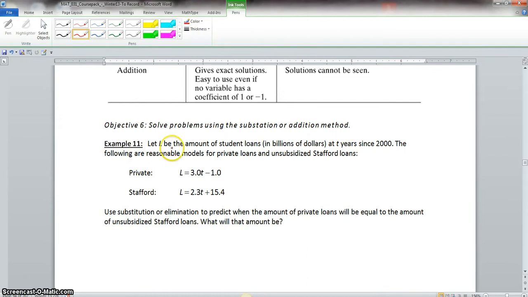Example 11. Let L be the amount of student loans in billions of dollars at T years since 2000. The following are reasonable models for private loans and unsubsidized Stafford loans. We have private as L is equal to 3.0T minus 1.0, and L is equal to 2.3T plus 15.4. It says use substitution or elimination to predict when the amount of private loans will be equal to the amount of unsubsidized Stafford loans. What will that amount be?